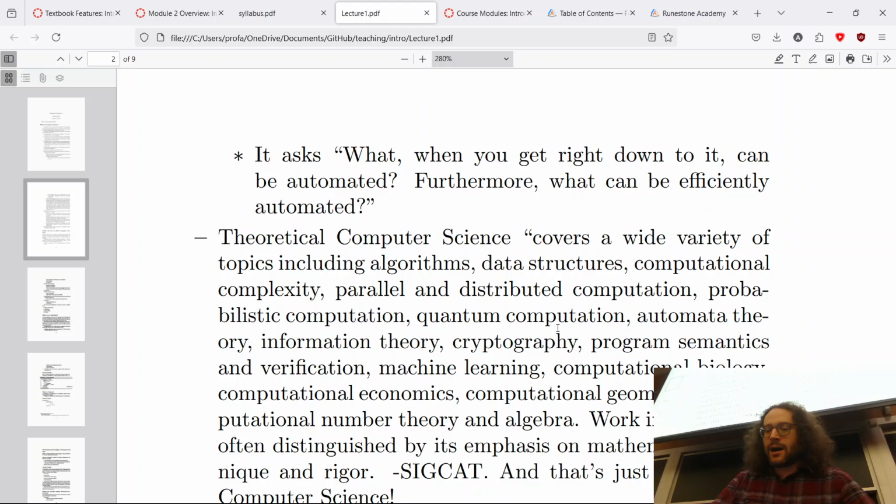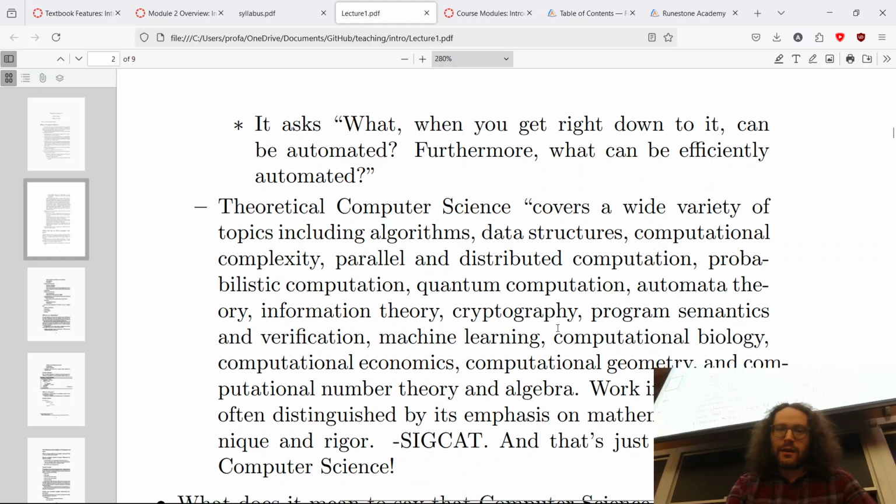Okay. It's got a lot of different branches. Theoretical computer science, which is probably for a lot of you the least interesting branch, because that's the highly mathematical branch, is huge in itself. Theoretical computer science covers a wide variety of topics, including algorithms, data structures, computational complexity, parallel and distributed computation, probabilistic computation, quantum computation, automata theory, information theory, cryptography, program semantics and verification, machine learning, computational biology, computational economics, computational geometry, and computational number theory and algebra. Work in this field is often distinguished by its emphasis on mathematical techniques and rigor. This is just one small part of computer science, and it is a big thing.